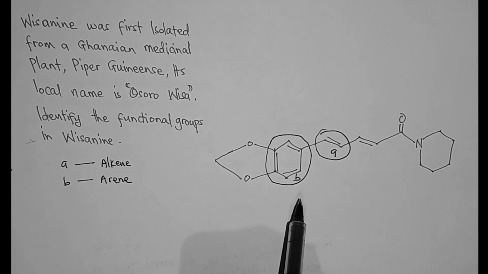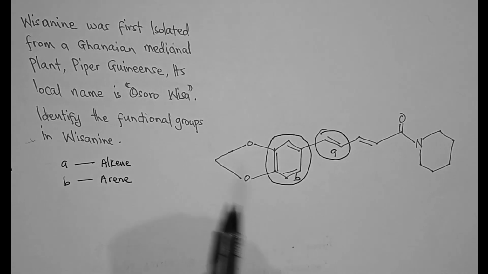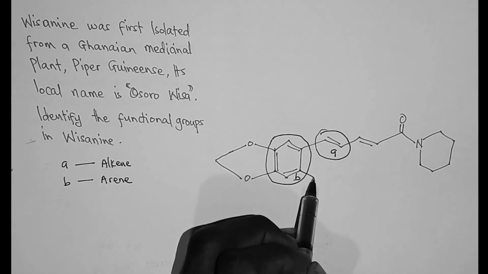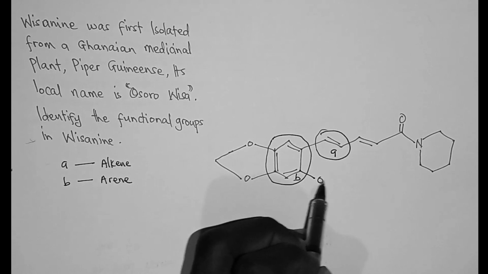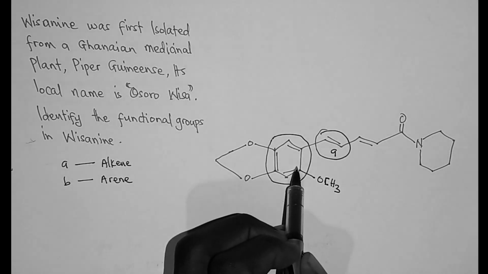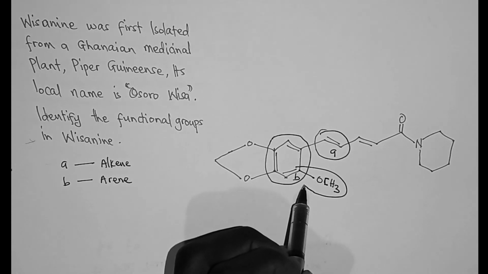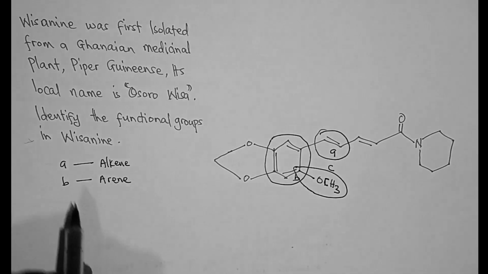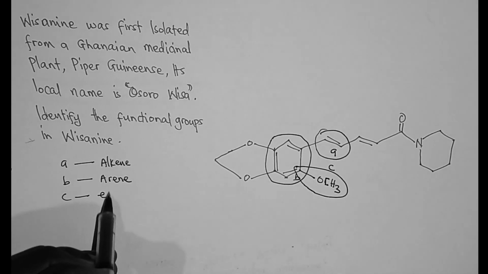Then apart from that, you can see this. There's an extension here which I forgot. So there is OCH3 at this part. And then this is an ether group. So let me label that as C. So C is an ether.